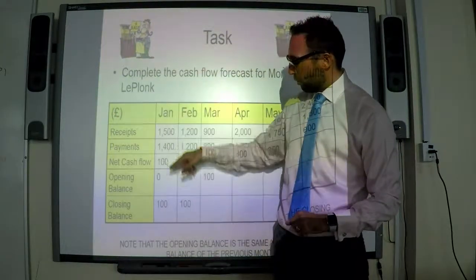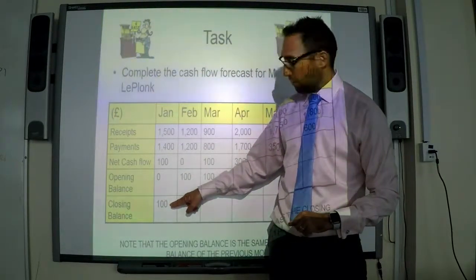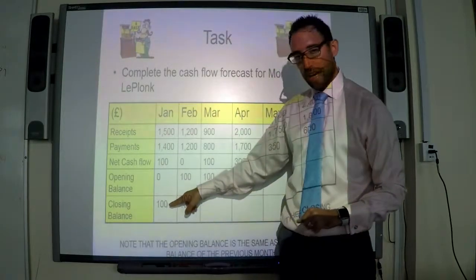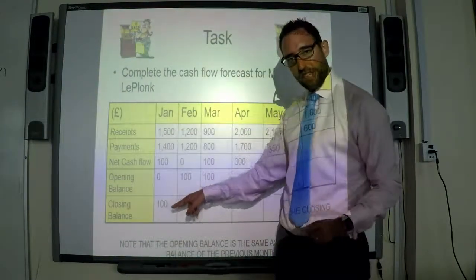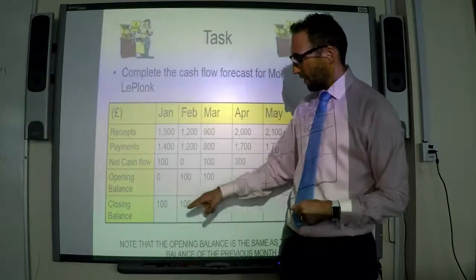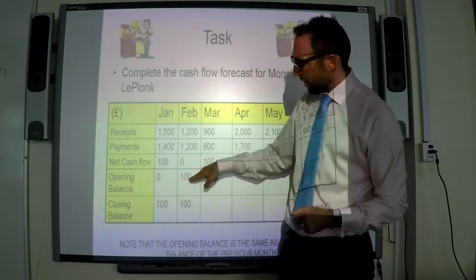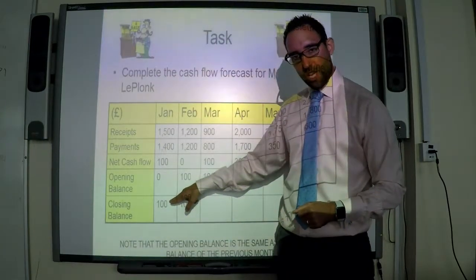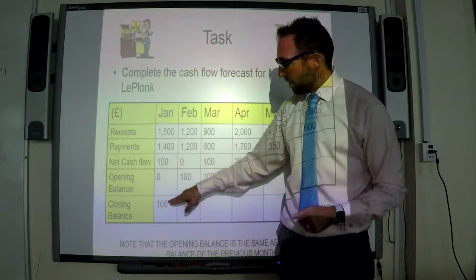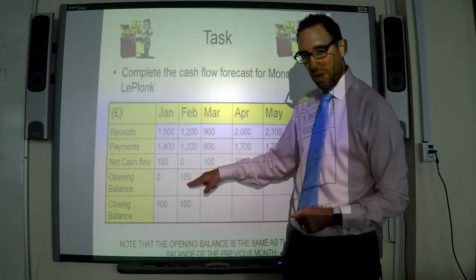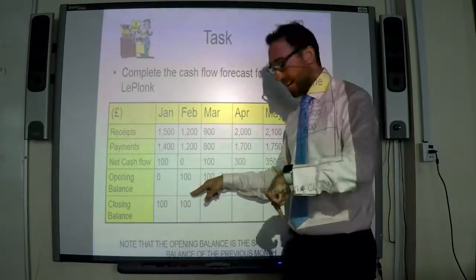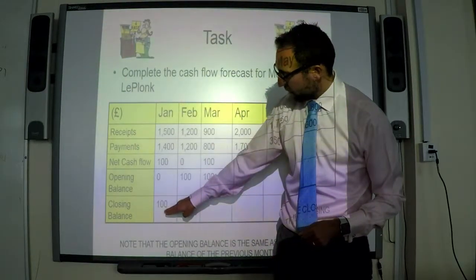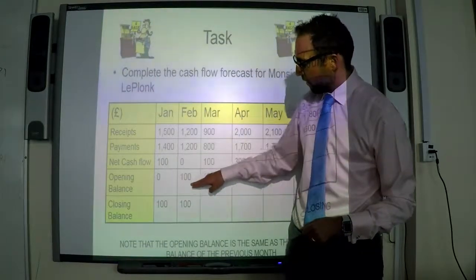Now if we close on the 31st of January with £100 in our bank account, then it stands to reason that on the next day, the 1st of February, we will have £100. If you go to bed on the 31st of January with £100 in your bank account, then you're going to wake up on the 1st of February with £100 because it's the next day. So basically, the closing balance becomes the opening balance for the following month.